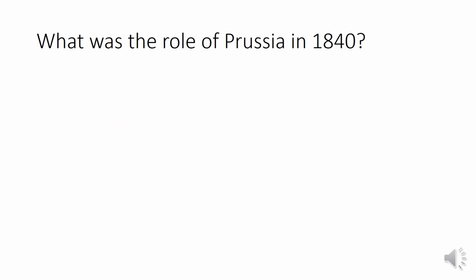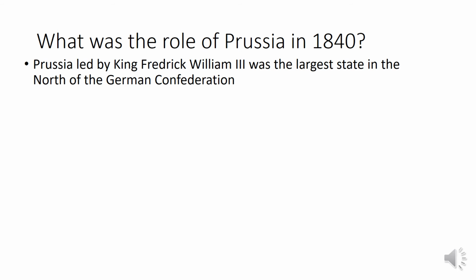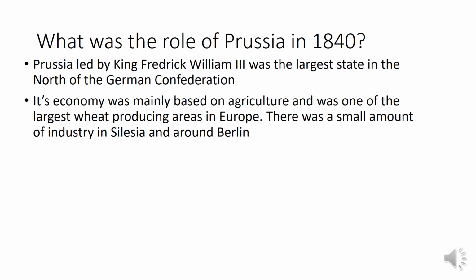Now we're going to have a look at Prussia. So what was the role of Prussia in 1840? Prussia at the time was led by a man called King Frederick William III, and it was the largest state in the north of the German Confederation. Its economy, as we discussed earlier, was mainly based on agriculture, and it was one of the largest wheat-producing areas in Europe. Now this is important because at this time bread still made up a major part of the diet people in Europe ate, so being able to produce large quantities of wheat meant that you could sell it to other countries and make large profits.